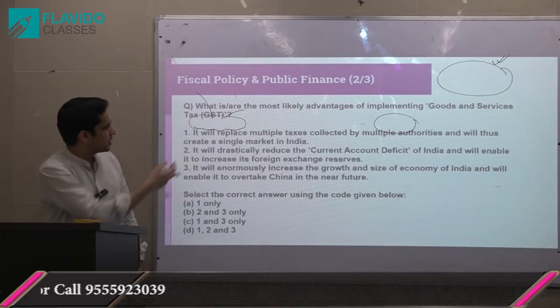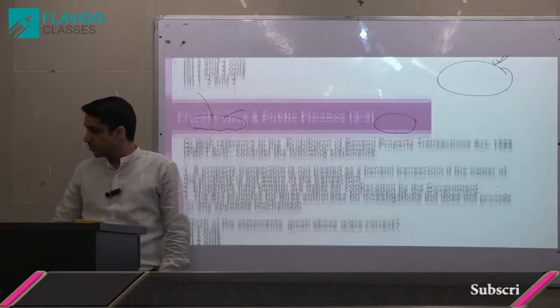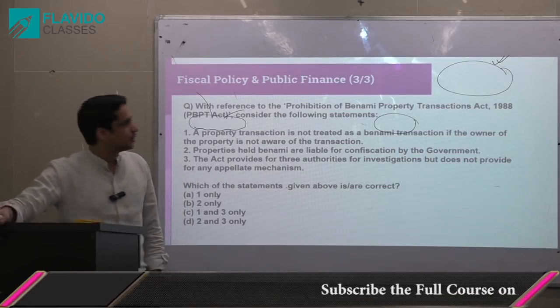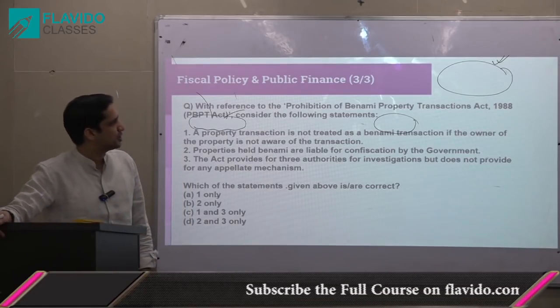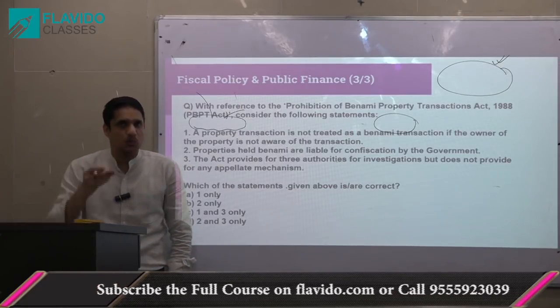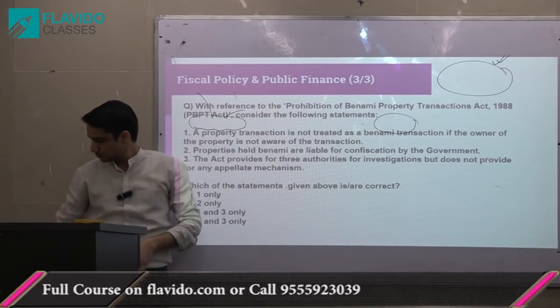So again, this is a very conceptual based question. The need of the GST etc. is going to solve this particular problem. Then we have the third question which was related to the current affairs component of this public finance unit, that is the Prohibition of the Benami Property Transactions Act 1988. All the acts which are related to these topics we are going to cover in the class.